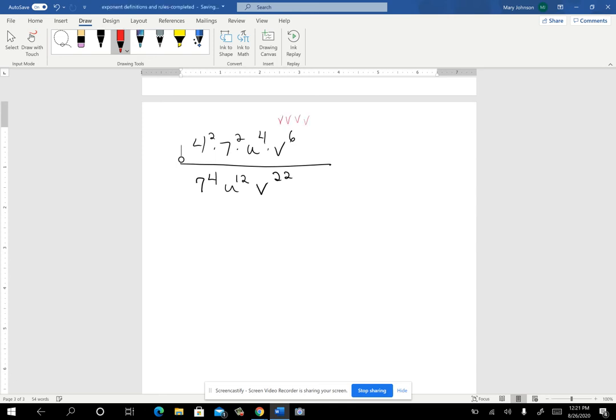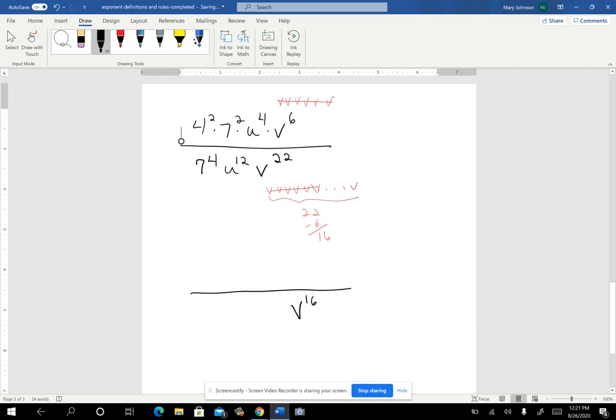Don't you have 6 v's on top? On the bottom, you have 22 of them, right? You have a whole bunch, 22 of them. All right, what I want you thinking is I have 6 v's on top and I have 22 v's on the bottom. So I'm going to be able to knock out 6 of them. If you knock out 6 from the 22, aren't you going to have 16 of them left? That's how I want you to think about it. I don't want you getting that negative 16 exponent. I want you thinking this. I'm going to have 16 v's left in the denominator.